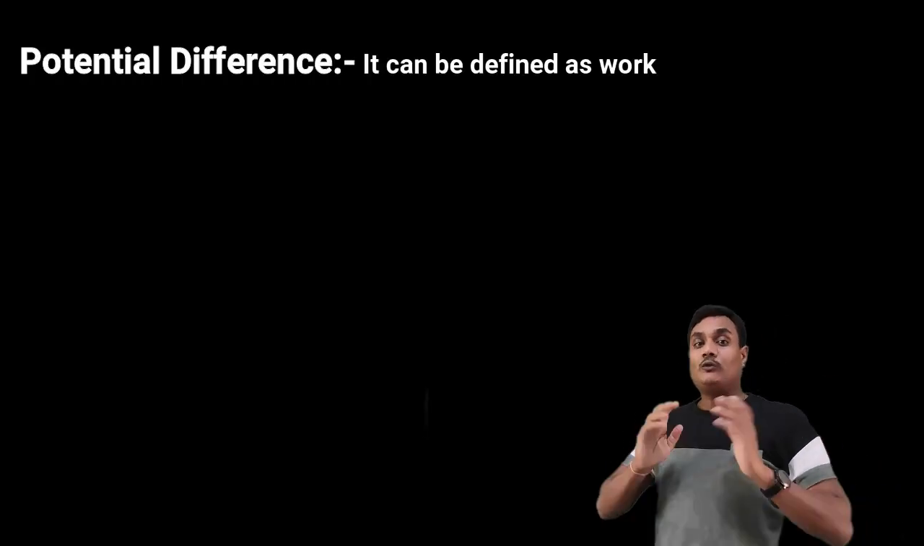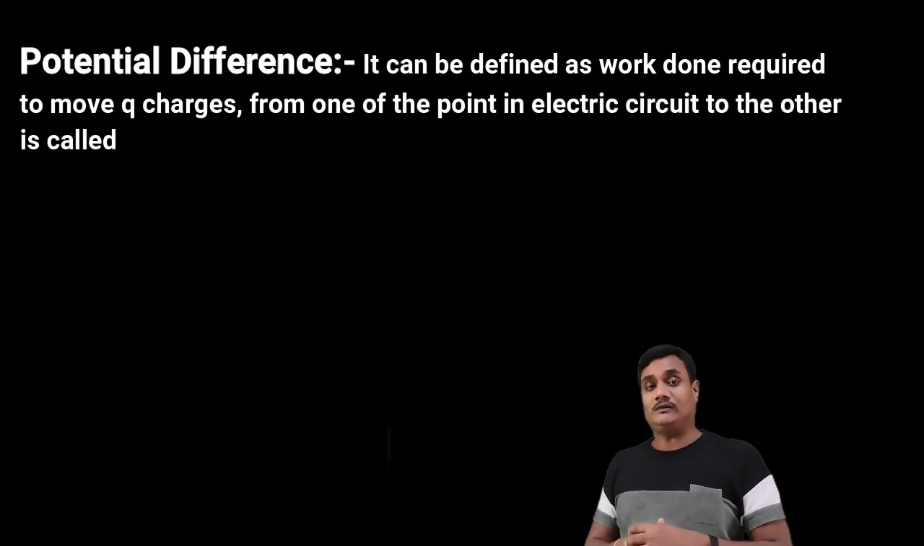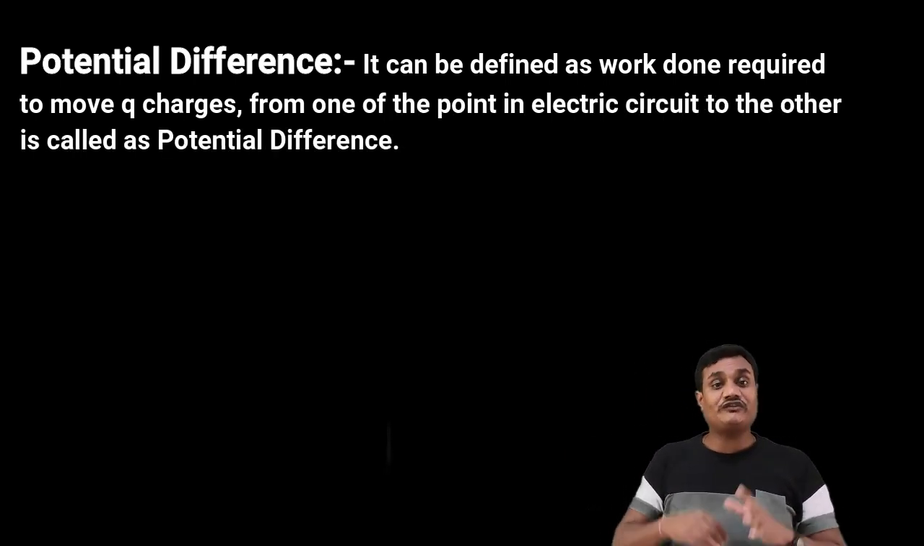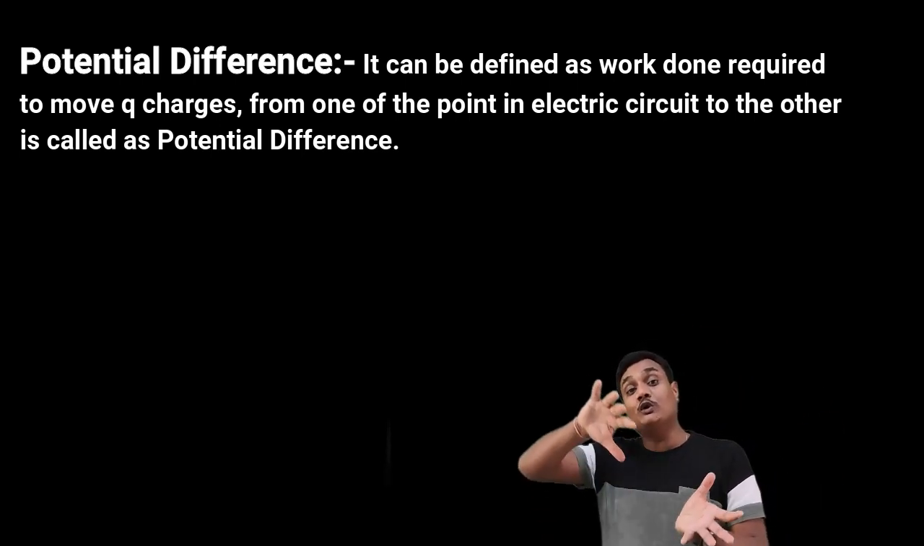So it can be defined as the work done required to move Q charge from one point in an electric circuit to the other, which is called the potential difference between the two points.